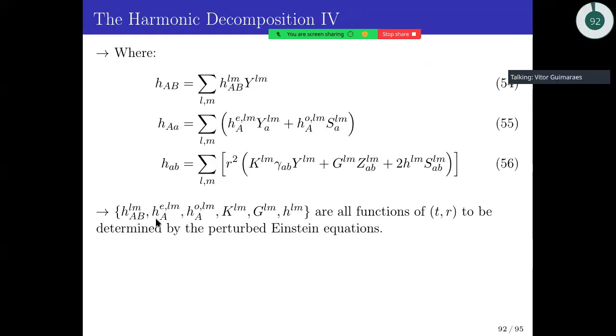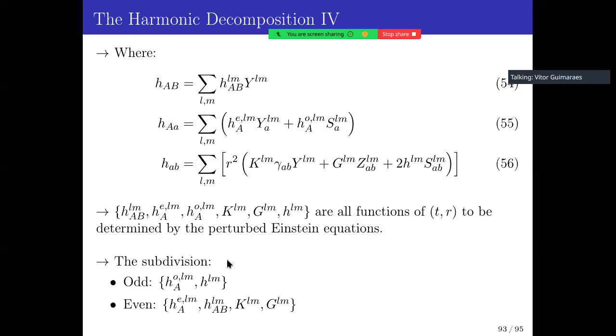So note that all of these functions are functions of t, r, theta, and phi, in such a way that these elements are functions of t, r, theta, and phi, okay? And this will be determined by the perturbed Einstein equations. These will be the functions that will be the solutions to our perturbations, okay?